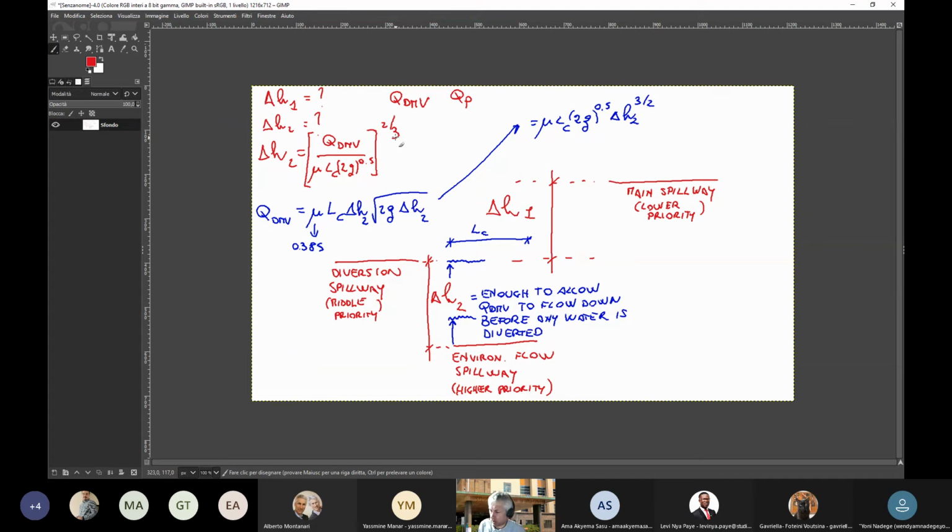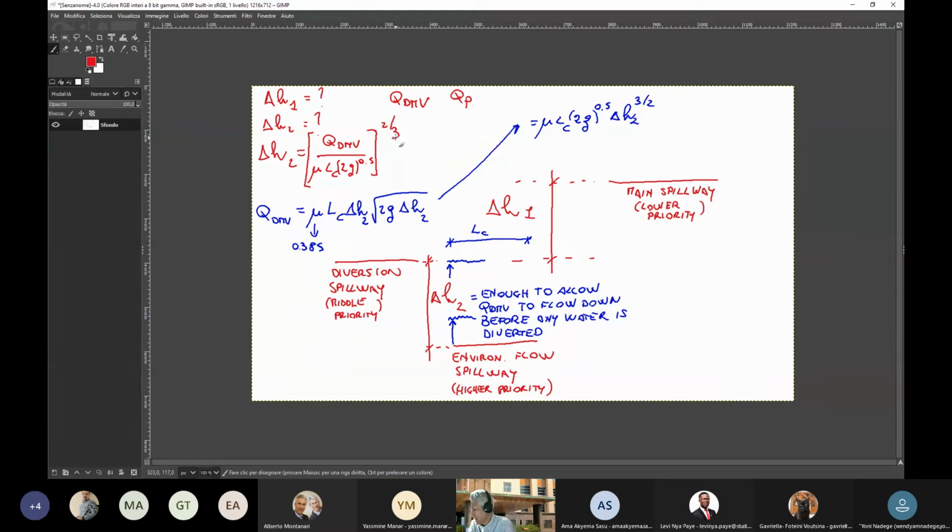This is the expression for computing delta H2 depending on QDMV, which we must know, depending on the flow coefficient μ, depending on the width of the environmental flow spillway LC. It is very simple. And it is derived from this fluid mechanics relationship that gives a way to compute the flow through a weir.